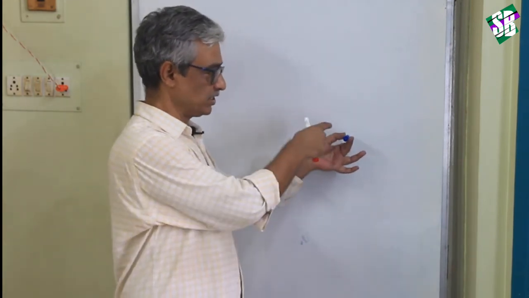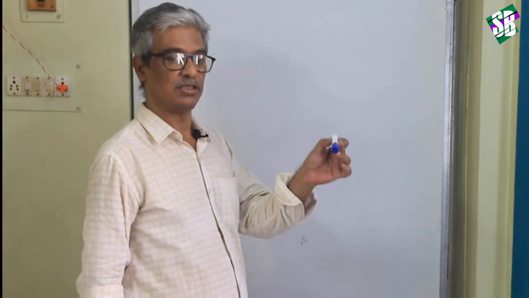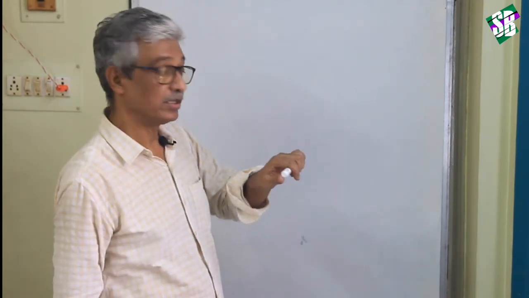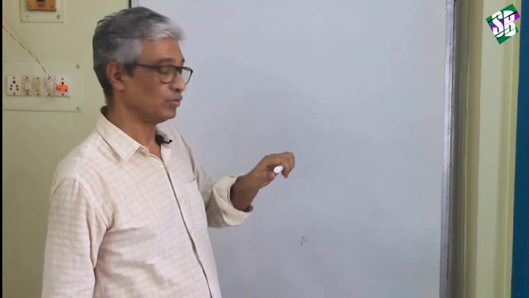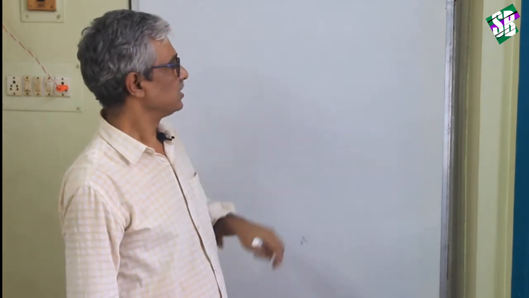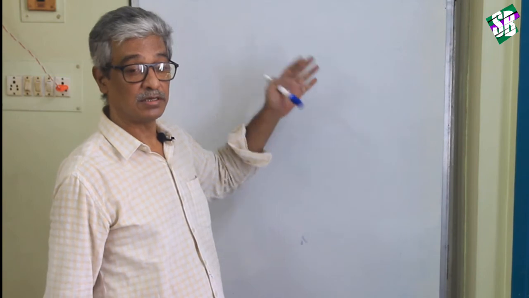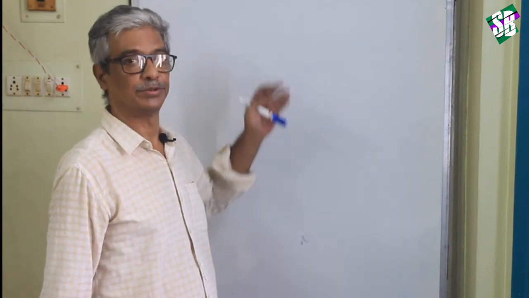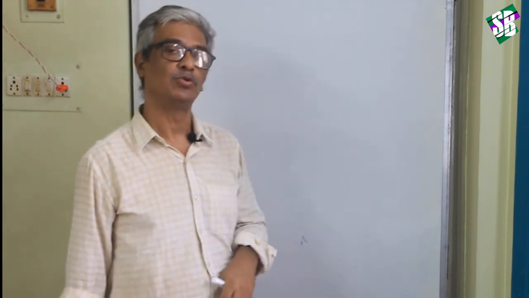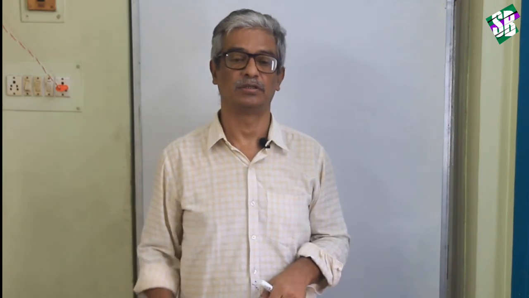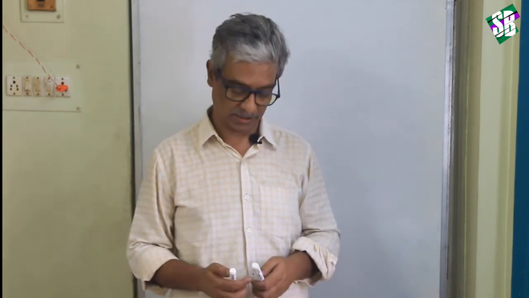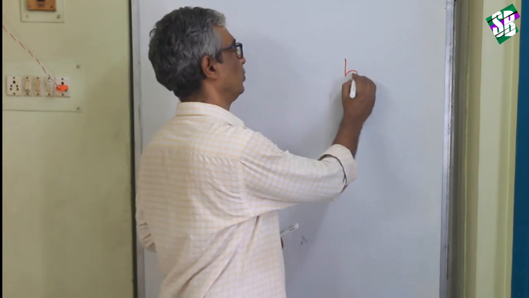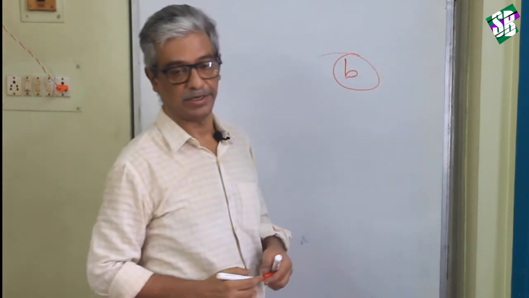So this is one vector. The arrow is towards you, but another unit vector is there whose arrow is towards the other side of the board. So there are two unit vectors. So option B is correct.